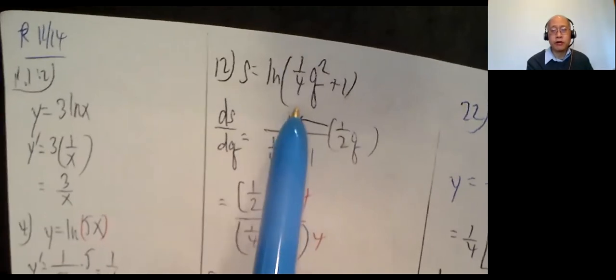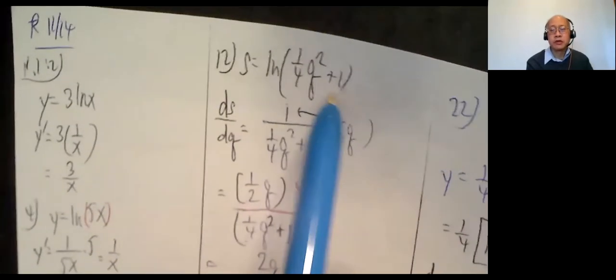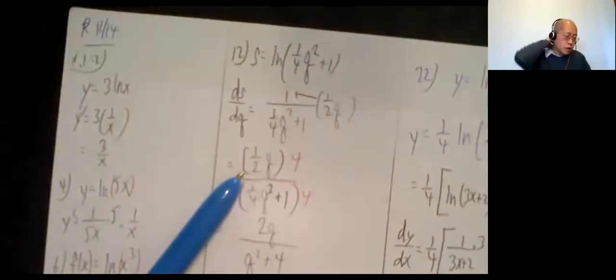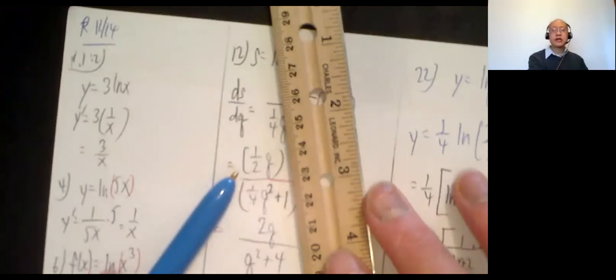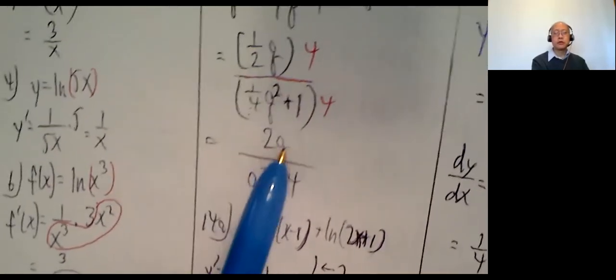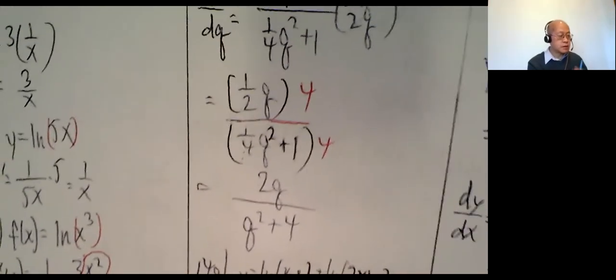All right, so 1 over 1/4 q squared plus 1 times the derivative of 1/4 q squared plus 1. 2 times 1/4 is 1/2, so 1/2 q goes on top. So I could have the answer like that, but that looks too clumsy: 1/2 q over 1/4 q squared plus 1. To make it look nicer, how about we multiply top and bottom by the common denominator of these two, which is 4. 1/2 times 4 is 2. So 2q divided by q squared plus 4. That's a much better final answer, as you can see.